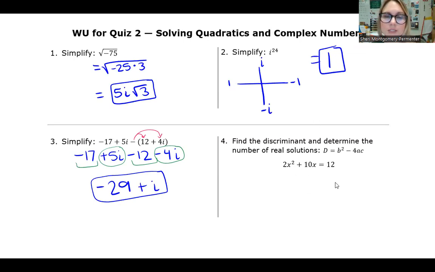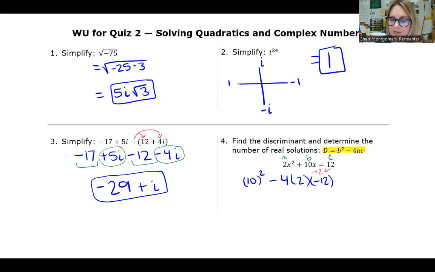The next question, these are just like your practice worksheet. Find the discriminant, and it tells you the formula. Use the formula. The formula is this. That's all we need. So remember that this is A, this is B, this is C. The formula says B squared. So it's 10 squared minus 4 times 2. Oh, what did I forget to do? I have to subtract 12. It has to be set equal to 0 first.